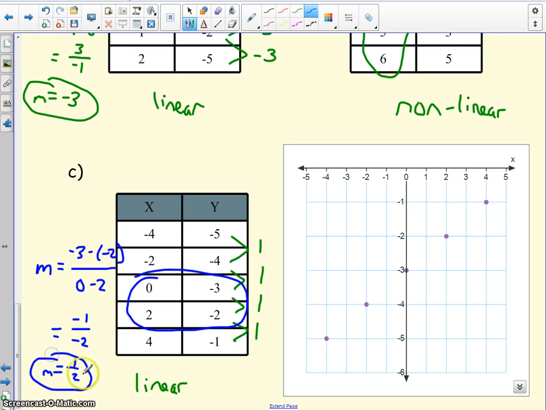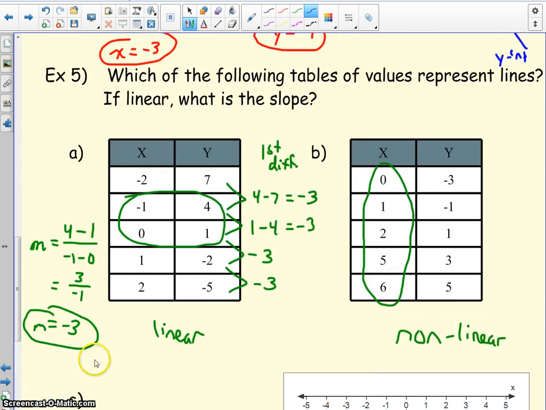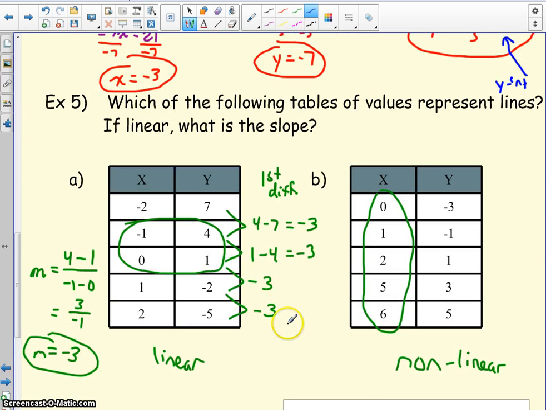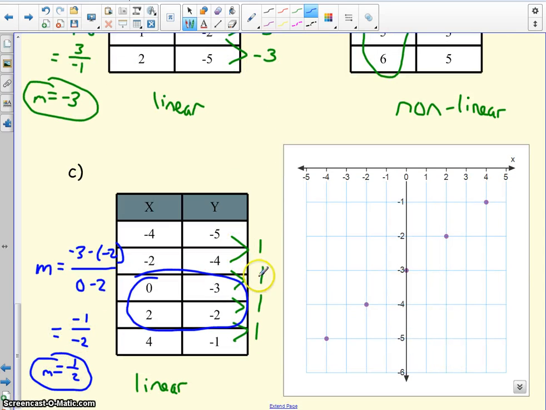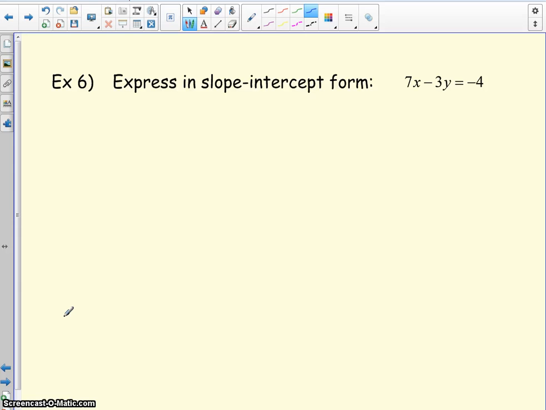Okay, so if you want a slightly faster way of getting the slope from tables of values, you'll notice here that my first differences were negative 3, and my x values are going up by 1 every single time. So if you go negative 3 over 1, that gives you negative 3. Same thing happens here. My y values are going up by 1. My x values are going up by 2 every single time. 1 over 2 gives me my slope. So it's just a potential shortcut there if you happen to see that. All right. So a couple more examples left.